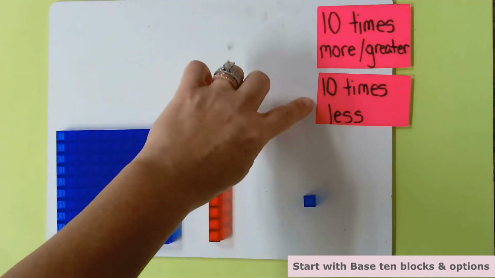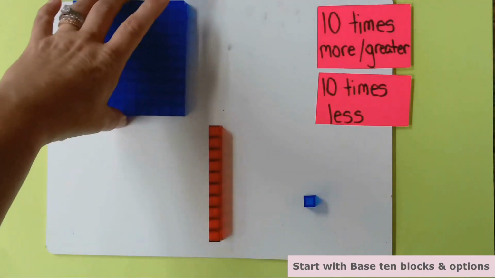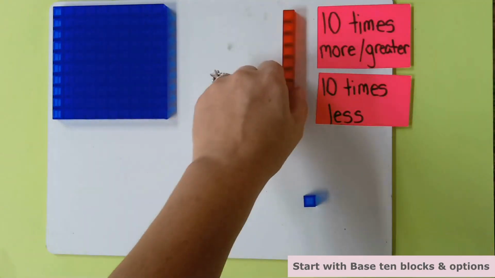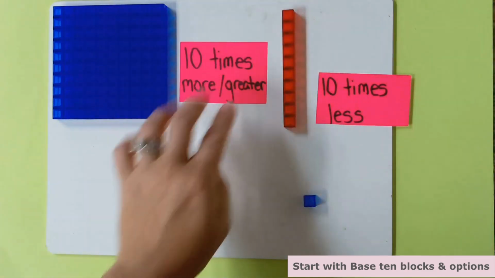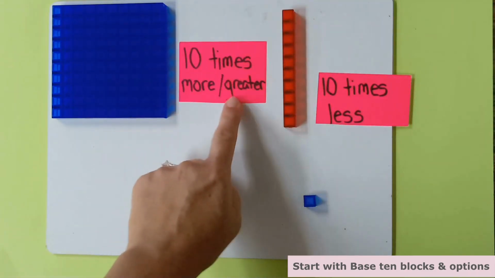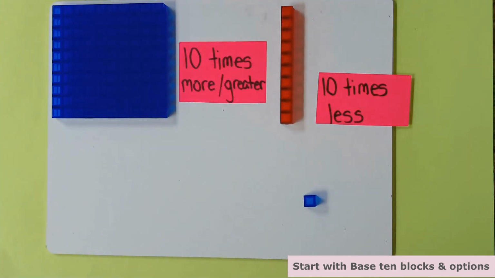When you introduce the 10 times greater or 10 times less, ask students why. They should be able to explain that each block is composed or decomposed of 10 units of the other unit.